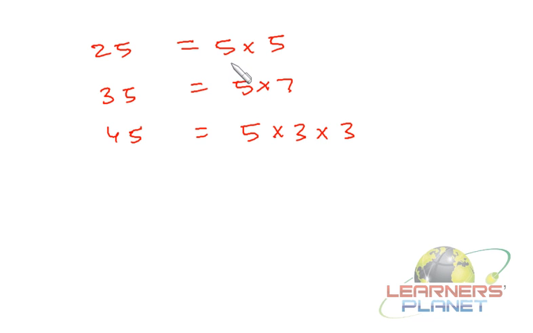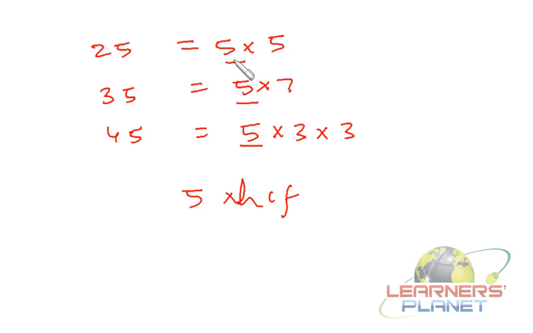Now we see 5 is common among all these numbers, and no other number is common. That means only 5 is common, hence 5 is the HCF of 25, 35 and 45. So I hope you are clear about the procedure of finding HCF.